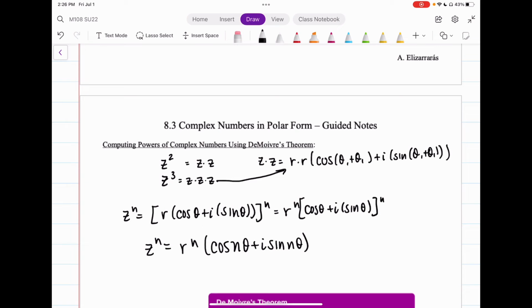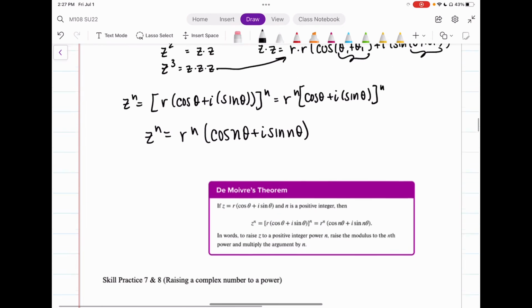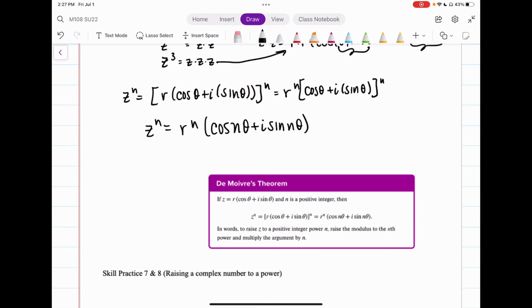angle. And it comes back to the sum and difference of where we get multiples. So this was n equals 2, because we're talking about squared. We would have 2 thetas then, because you're doing theta plus theta. So here is the theorem and how you would raise to a higher power.